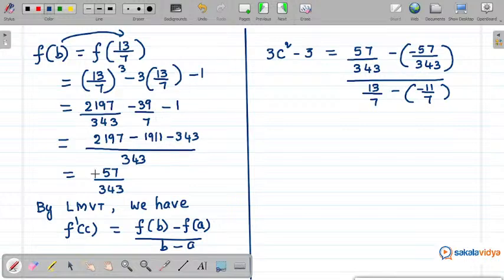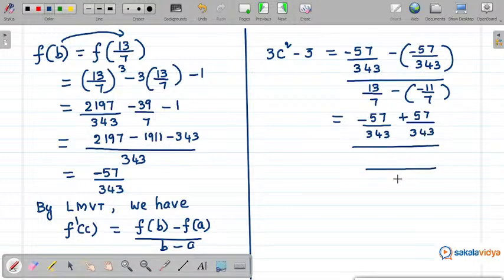Wait. Here actually you get minus 57 by 343. Okay, I had forgotten, actually minus 57 you will be getting. So minus 57 by 343, minus into minus plus 57 by 343, by here 7 is the LCM, 13 plus 11. So minus 57 by 343 plus 57 by 343 will get cancelled. We have 0 by something, that is 24 by 7. So you will get 0 itself only.